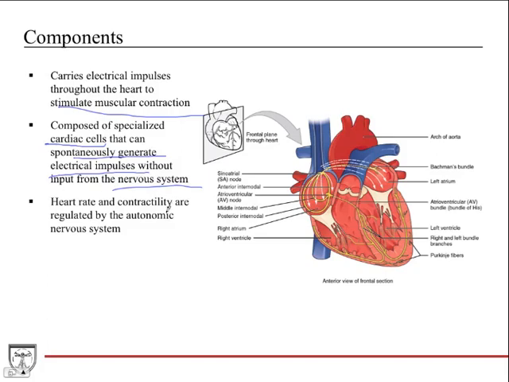What's regulated by the autonomic nervous system is the heart rate and the contractility, which we talked about in the ANS lecture for the thorax, where the sympathetic nervous system increases your heart rate and your contractility, and the parasympathetic nervous system does the opposite, decreasing your heart rate and contractility.